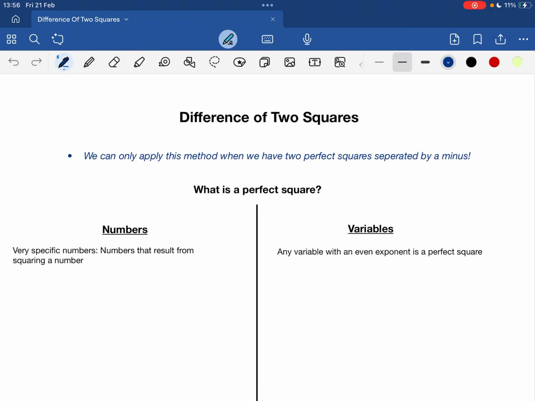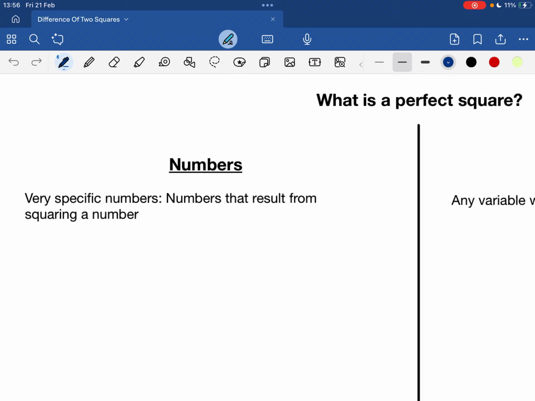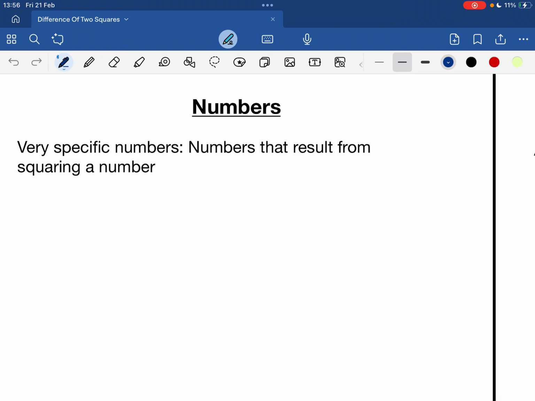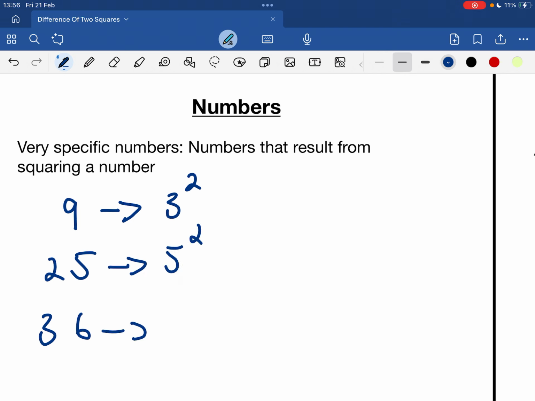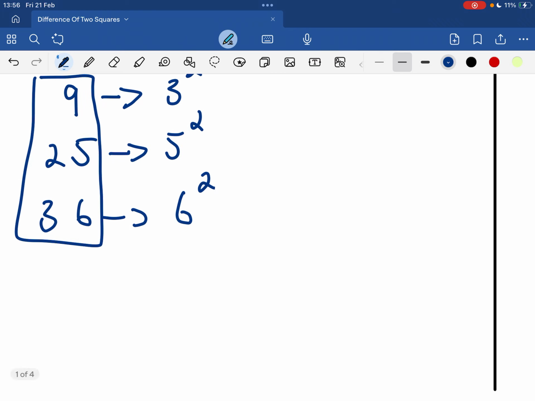And I wanted us to start off by just chatting about what a perfect square is. When it comes to numbers, a perfect square or perfect squares are very specific. They're numbers that result from squaring a number or multiplying a number by itself. So numbers like 9, 25, 36, these are perfect squares because 9 can be written as 3 squared and 25 can be written as 5 squared, 36 can be written as 6 squared. So these are perfect squares. A number like 10 is not a perfect square. A number like 12 is not a perfect square.